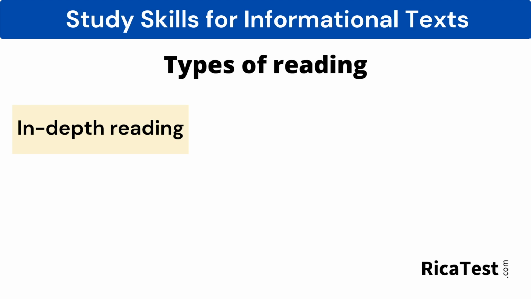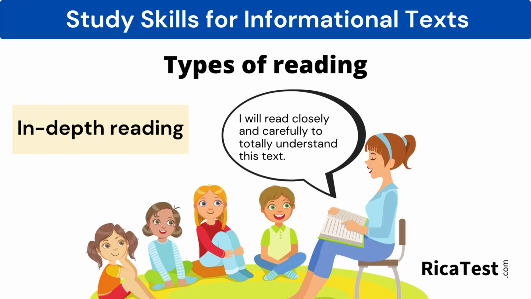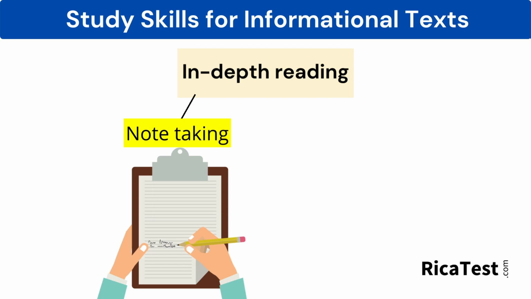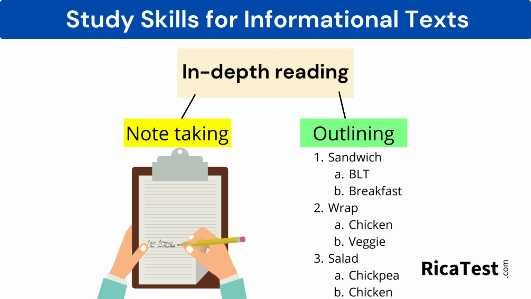Now we have in-depth reading, and this is another type of reading that we use for informational texts. Here, the students read a text for full understanding. The teacher says, I will read closely and carefully to totally understand this text. While students use in-depth reading, they use the next study skill, which is note taking. So, in-depth reading is connected with note taking as well as outlining.